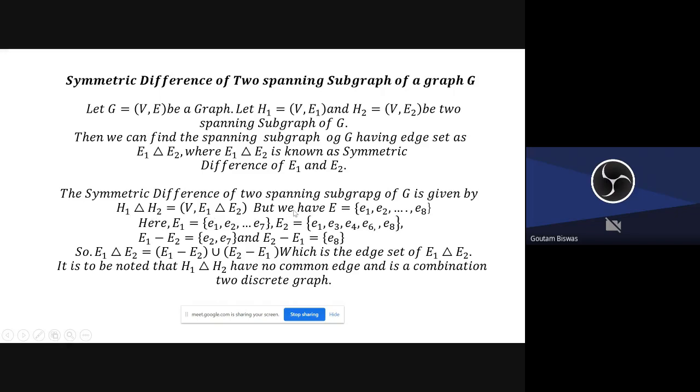Okay. So if there is a question to find the symmetric difference between two graphs, then actually these two are spanning subgraphs of G. And you have to find the symmetric difference of the edge set. And how to find the symmetric difference of the edge set is here.